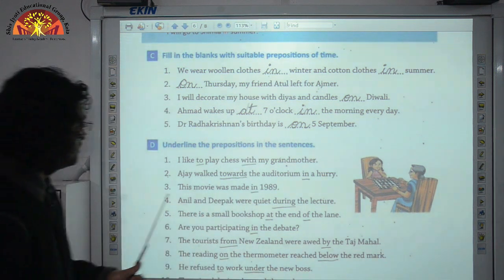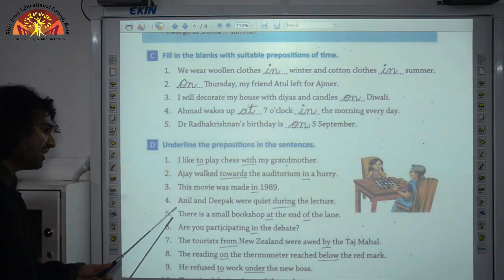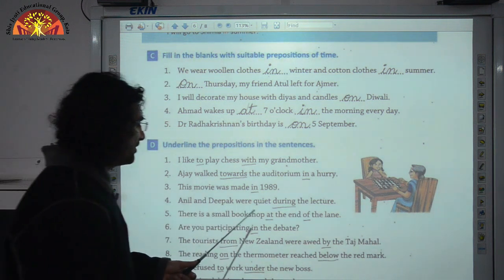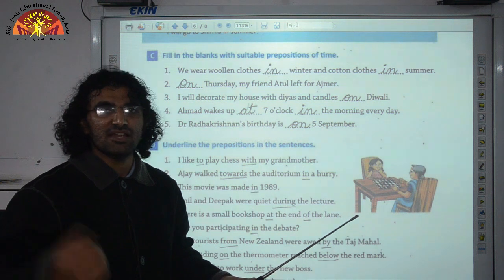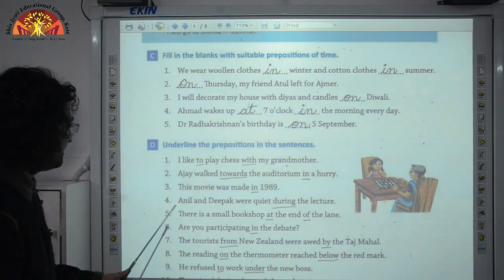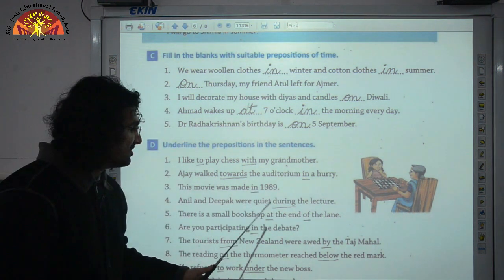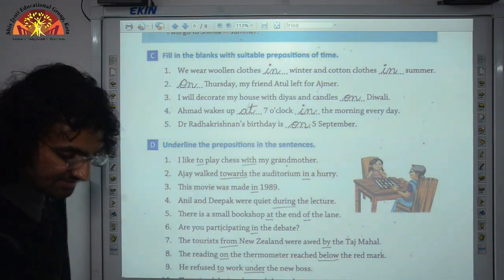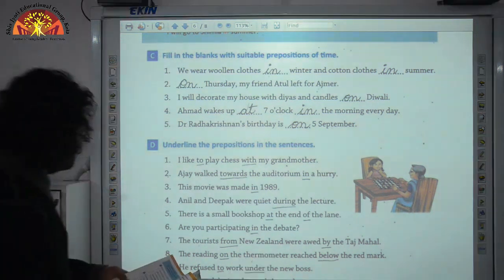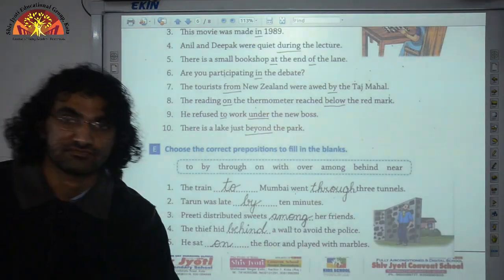Now we will see the fourth one. Anil and Deepak were quiet during the lecture, just like you are all quiet during my lecture right now. Anil and Deepak were quiet during the lecture. Here this word during is a preposition. You can do the rest of them on your own.